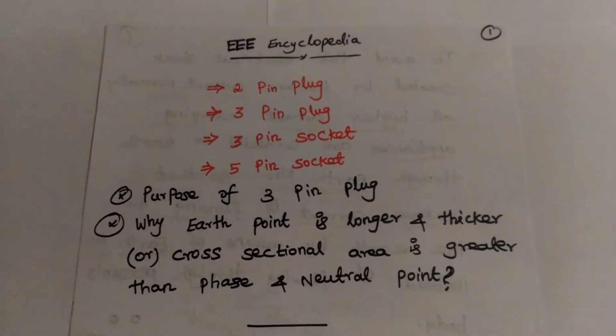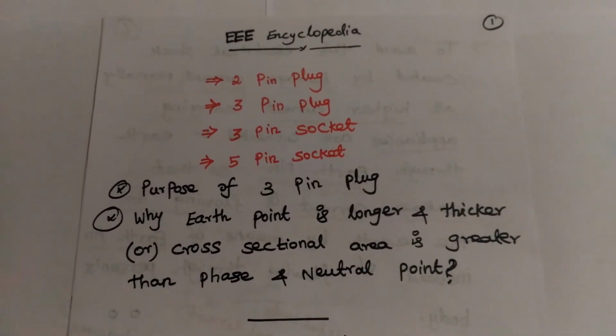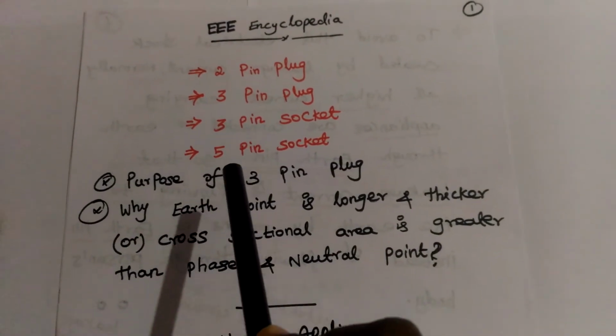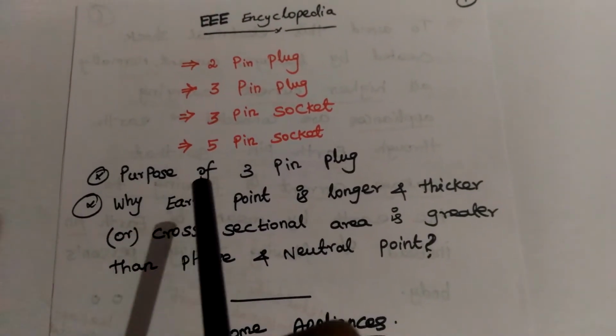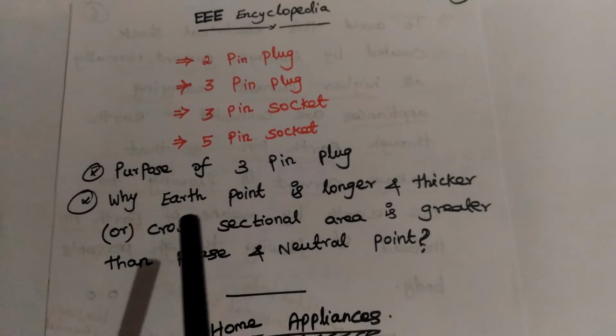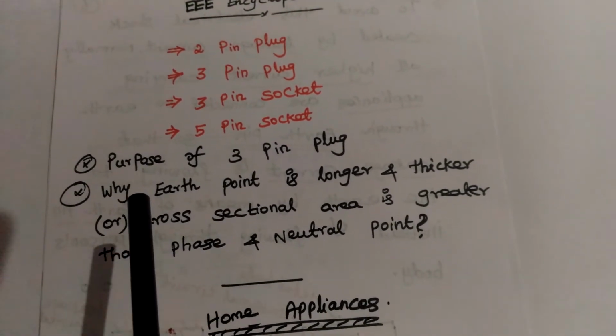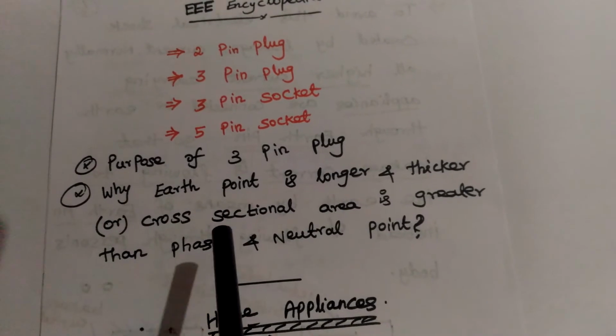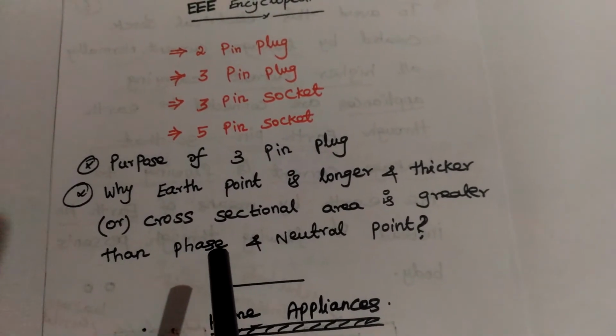Welcome, all. In this video, we are going to see about the 2-pin plug, 3-pin plug, 3-pin socket, 5-pin socket, and the purpose of the 3-pin plug. And in the next video, we will see why the earth point is longer and thicker, with a greater cross-sectional area, than the phase and neutral points.